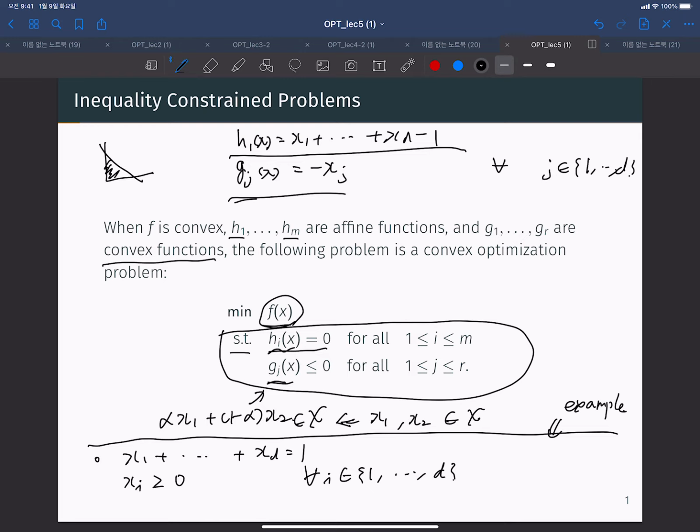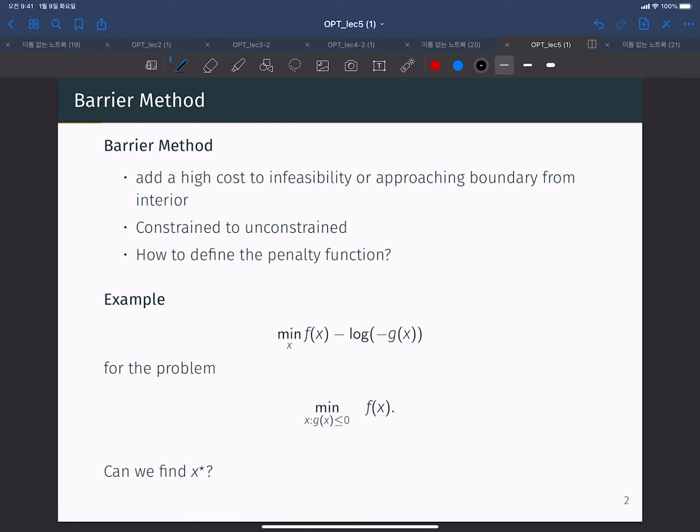Actually, it looks like this, with a constraint function that is an affine function, and inequality with a convex function. Okay. So with these constraint functions, we can consider a barrier method.